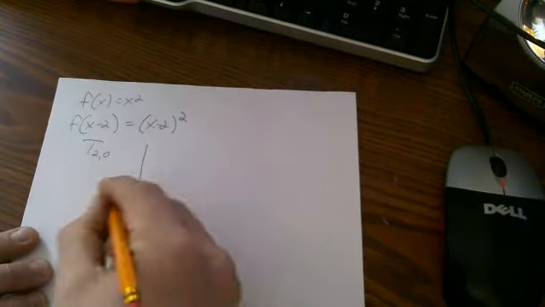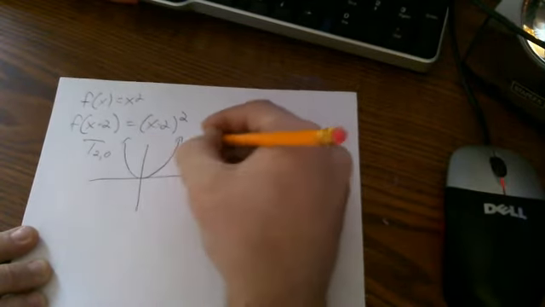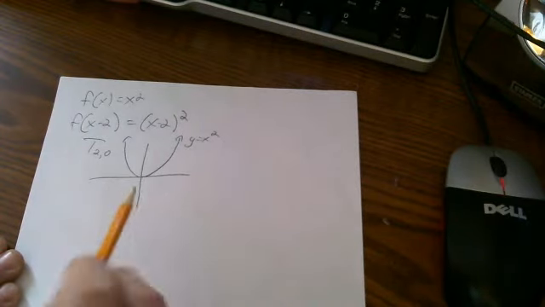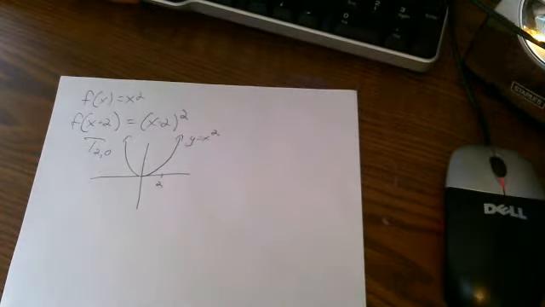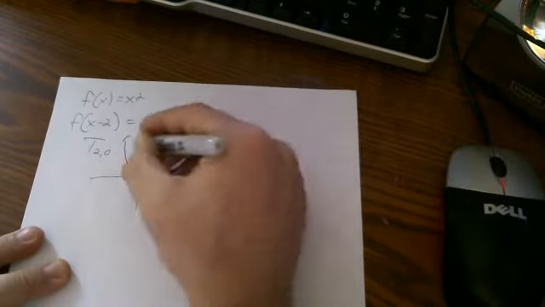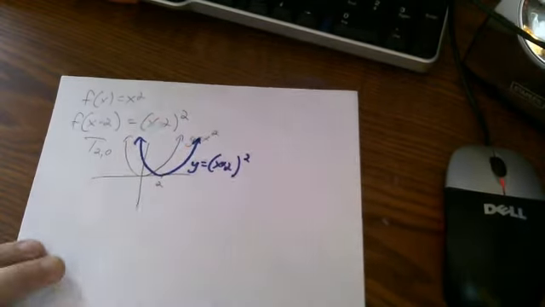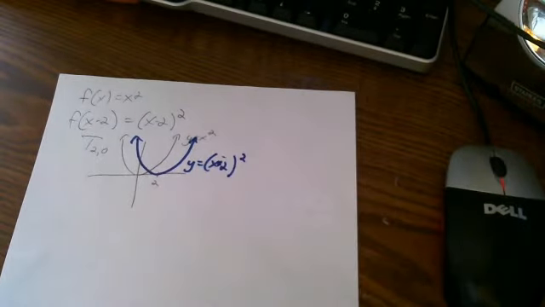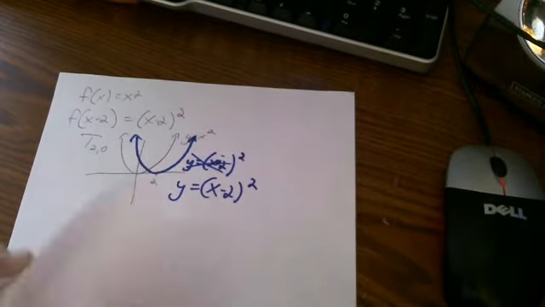Let's draw the graph of y equals x squared. And if I translate this 2, I'm moving to the right 2 units. So this vertex right here would end up right there at x equals 2. So this is what my new graph would look like. And this is the graph of y equals x minus 2, squared.